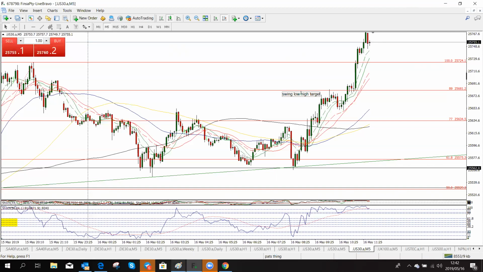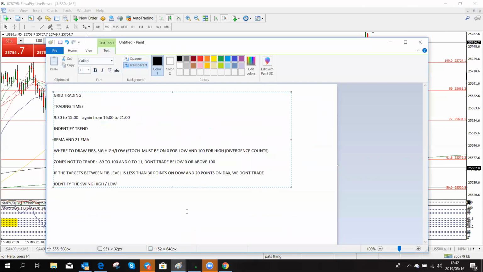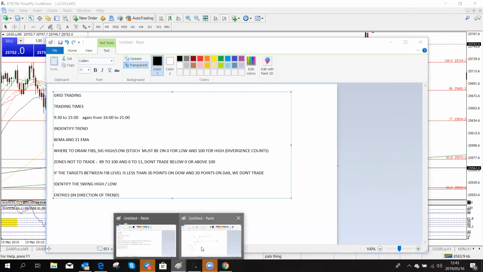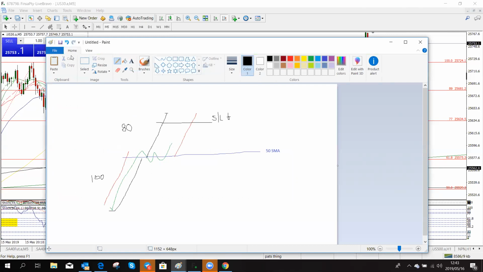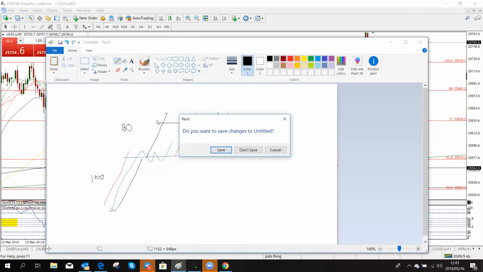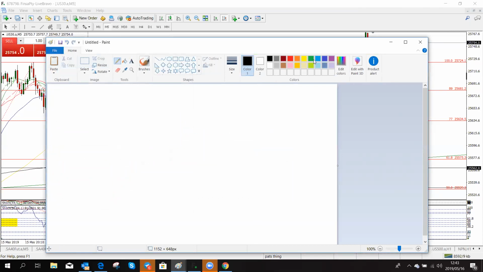Okay, so let's go back and discuss the entries. So we've identified the swing high, swing low. We've put a line in. We've got our target. Let's discuss the entries. And remember, entries are always in direction of trend. Okay, so let's draw that. Now, let's discuss quickly for a long. So what we're going to have is the 8 EMA above the 21 EMA. So we're trading in direction of trend in any time frame.